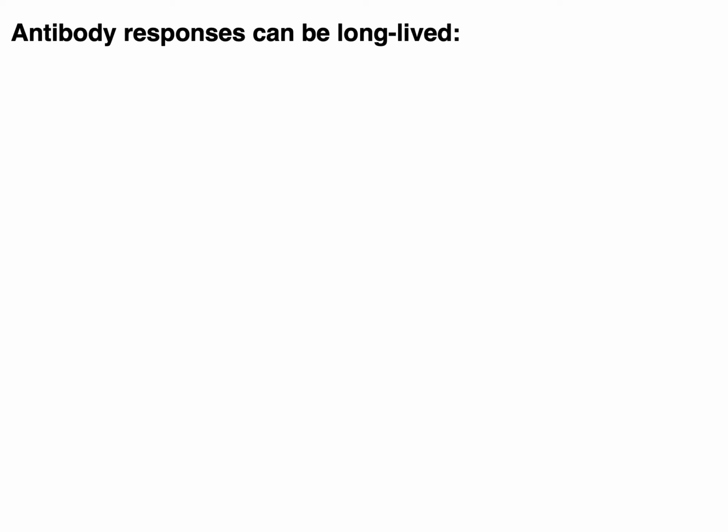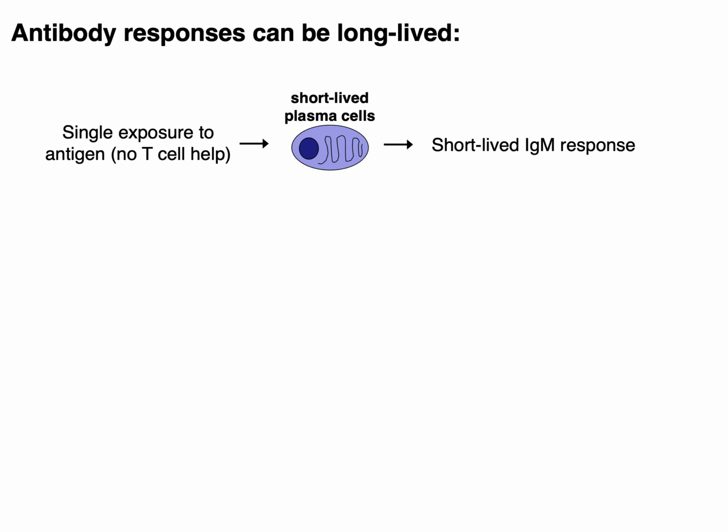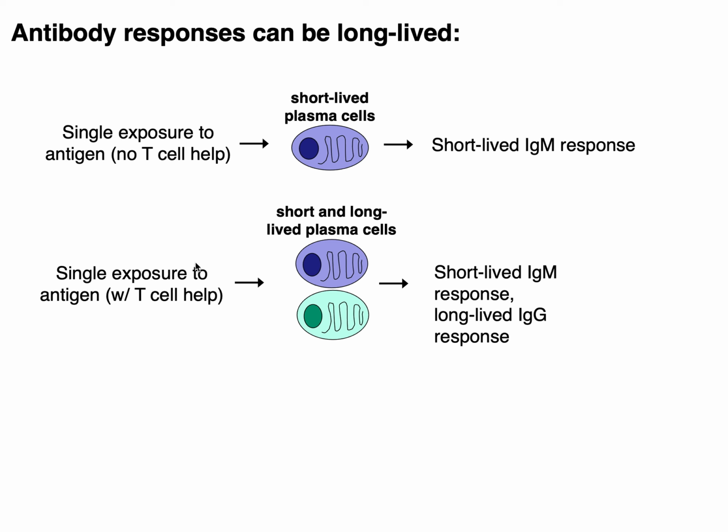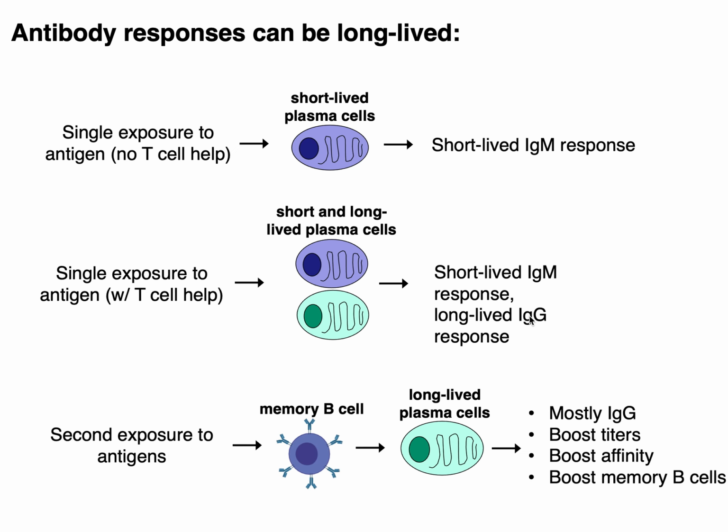Okay. Antibody responses, therefore, can be very long-lived. A single exposure to antigen with no T cell help can lead to the formation of short-lived plasma cells and a short-lived antibody response comprised mainly of IgM. But a single exposure to an antigen with T cell help can lead to the formation of long-lived plasma cells that can persist for quite a long time, in many cases for years, that can lead to long-lived IgG responses. And secondary exposures to antigens can reactivate memory B cells, leading to a second round of long-lived plasma cell formation.